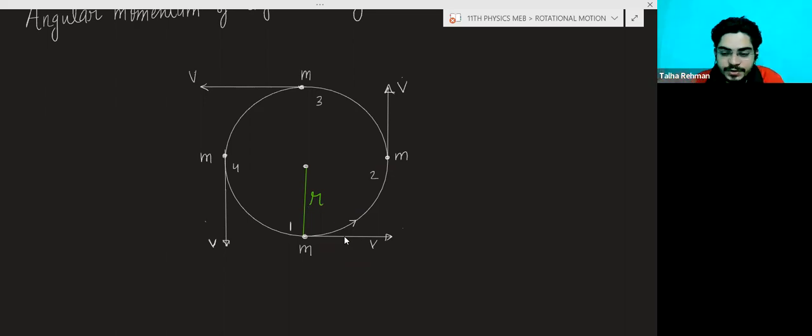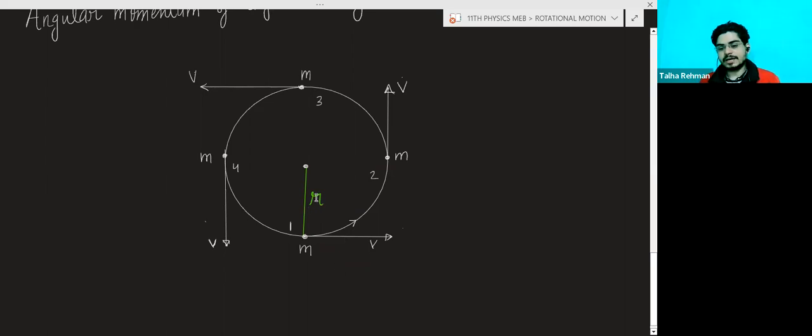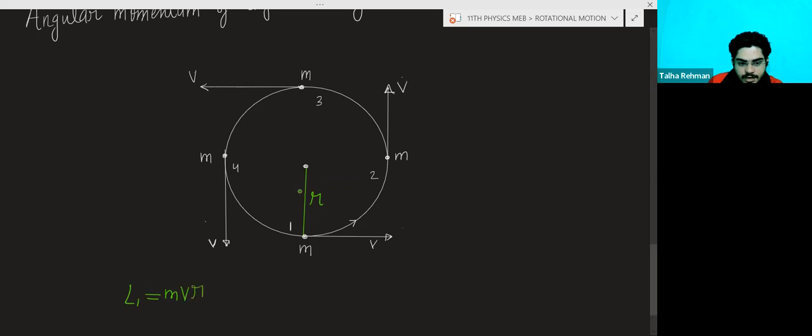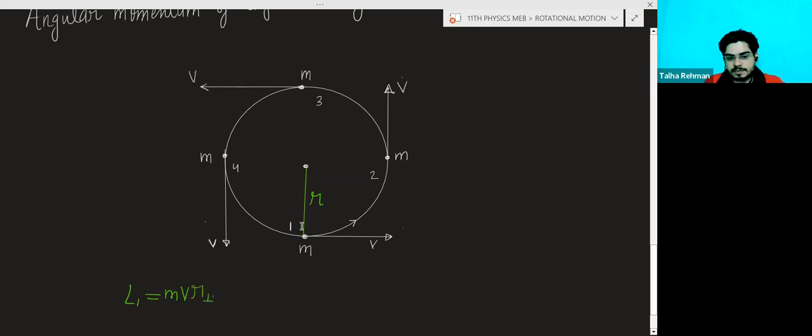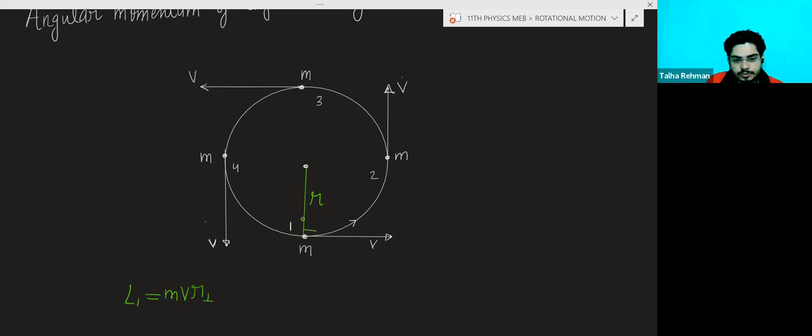What is the meaning of m v r perpendicular? m is the mass. r perpendicular means the component of r which is perpendicular to velocity, but here r is already perpendicular to velocity. So the angular momentum at position 1 is equal to mass into velocity into r perpendicular, and r perpendicular is r here. So m v r.